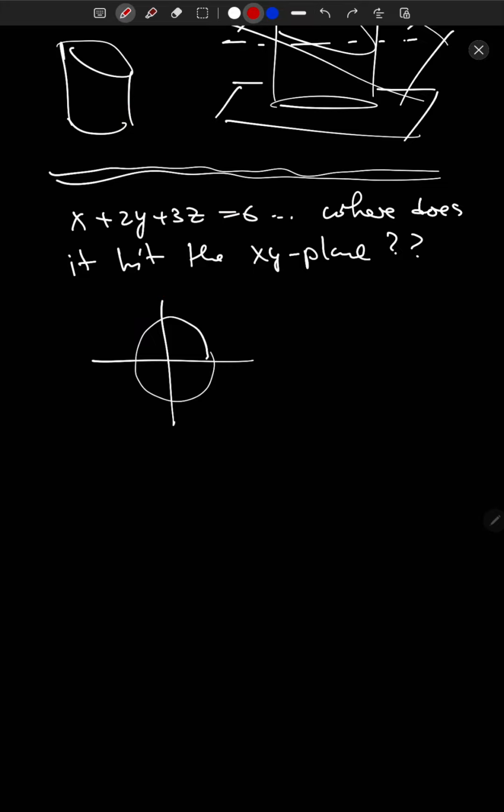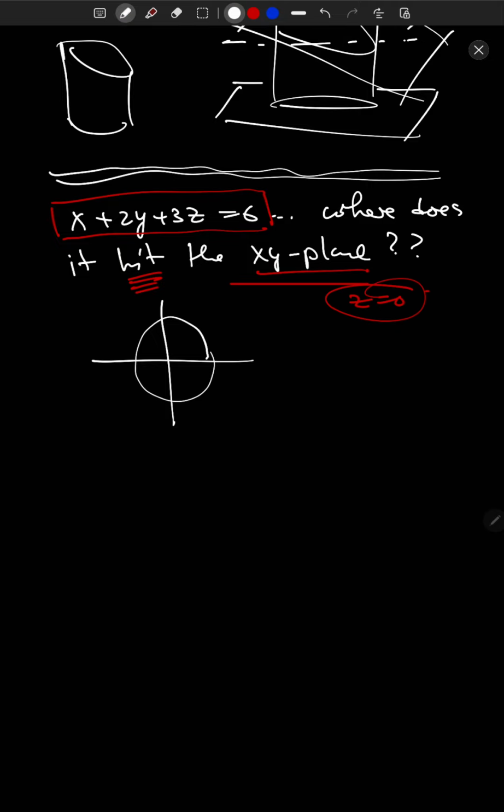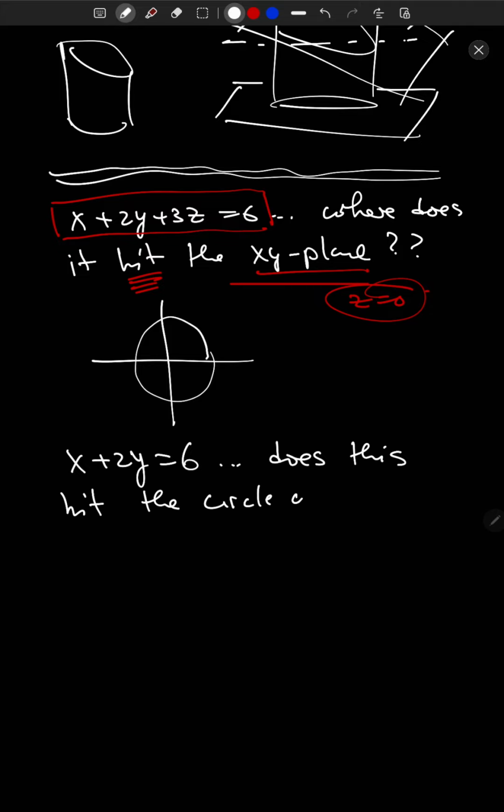So we want to know the relationship between this plane and the xy plane. Where does it hit the xy plane? That's going to be where this equation and the equation for the xy plane are satisfied. The equation for the xy plane is just z equals 0. So we're considering, in effect, the line x plus 2y equals 6. And the question is, does this hit the circle of radius 1 about the origin?